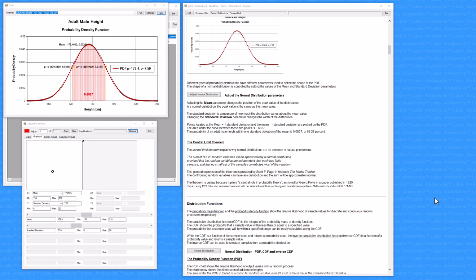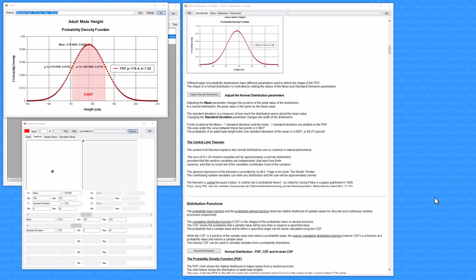The central limit theorem explains why normal distributions are so common in natural phenomena. The sum of n greater than or equal to 20 random variables will be approximately a normal distribution, provided that the random variables are independent, that each has a finite variance, and that no small set of the variables contributes most of the variation. This general expression of the theorem is provided by Scott Page in his book The Model Thinker. The contributing random variables can have any distribution, and the sum will be approximately normal.